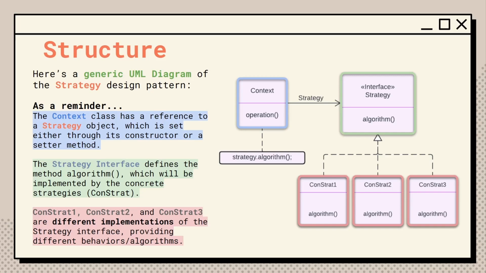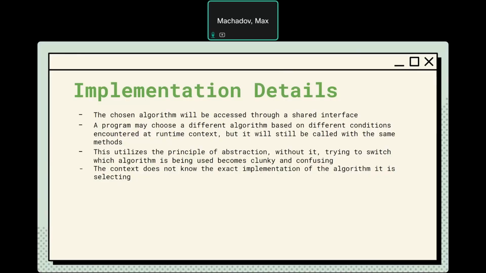The strategy interface will define the method algorithm, which will be implemented by the concrete strategies at the bottom. ConcreteStrategy1, ConcreteStrategy2, and ConcreteStrategy3 are the different implementations of the strategy interface, which each provide different behaviors and algorithms. So now we're going into the actual implementation details. As you heard, the chosen algorithm will be accessed through a shared interface, not showing the internals of that algorithm.